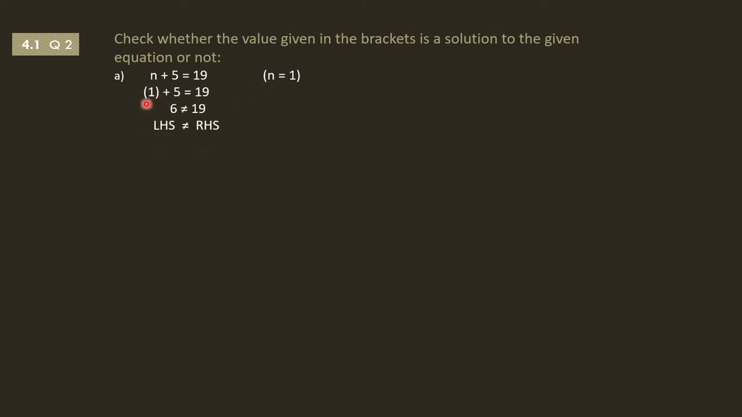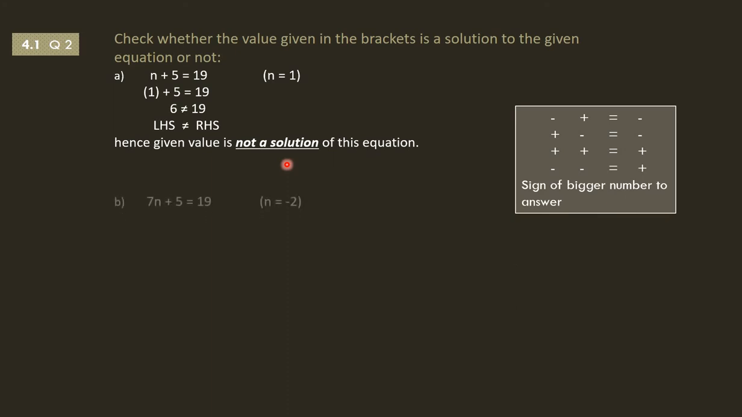First we'll read the left hand side of the equation, that is n plus 5, and put this value in the place of n. So now I will put 1 in place of n, then add 5 to it. So 1 plus 5 is 6. So left hand side is what? It is 6. And right hand side is 19. So it means what? The LHS is not equal to RHS. That's why I will say that the given value, which is n is equal to 1, is not a solution of the equation. With the second question, 7n plus 5 is equal to 19, where the value given is n is equal to minus 2.